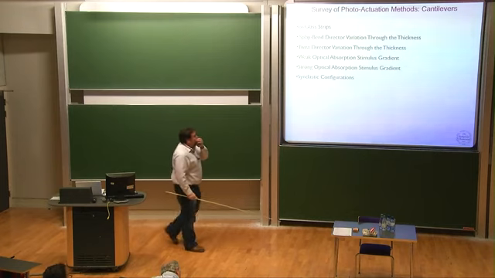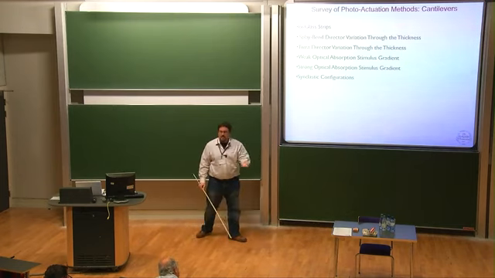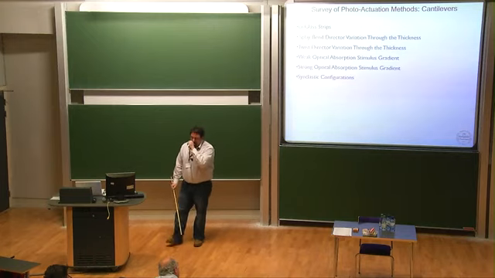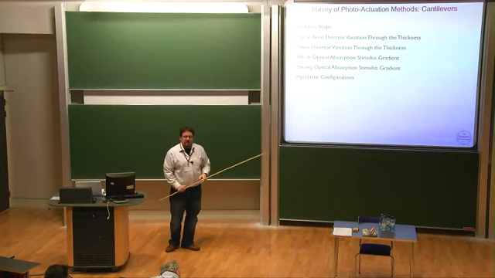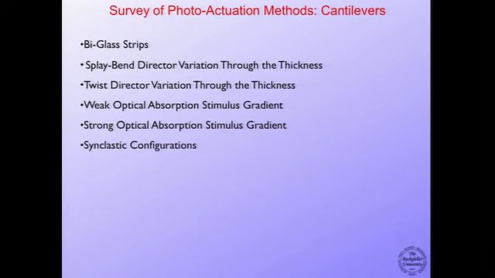Okay, so I want to give you a very broad survey of different ways you can get deformations with photo-actuation in these systems. These are the bullet points. You can have bi-glass strips, which are the simplest, and I'll actually come back to them. You can have director variation through the thickness of a sample, and you can have variation in the absorption of the light that gives you a gradient in the deformation response. So this is where we're headed.